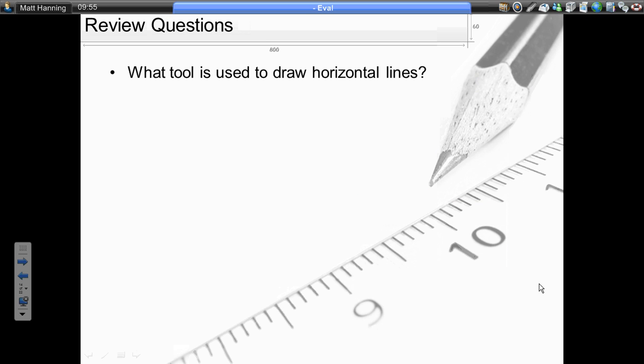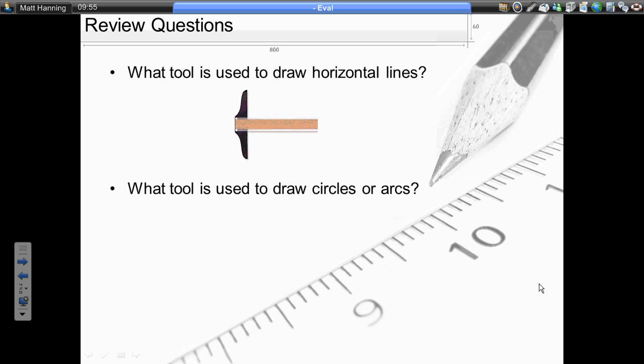So real quick, let's see here. Who's Malachi? What tool do you use to draw horizontal lines with? Which is? There you go. Very good. T-square. Looks like a T standing upright right there. Very good.